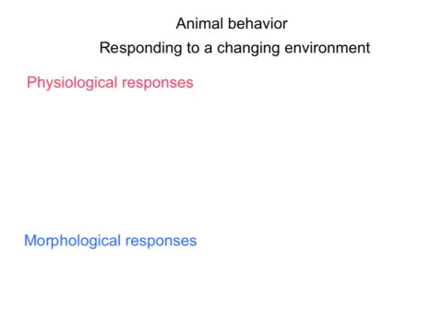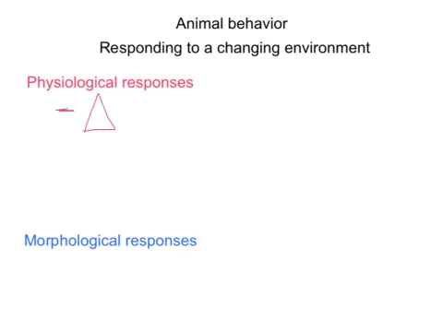Today's video is going to be about animal behavior. Animal behavior in general is just a response to the changing environment. And there's a variety of ways that the animal can respond to the changing environment. It can respond with a physiological change. Remember, the physiology is how the body works.